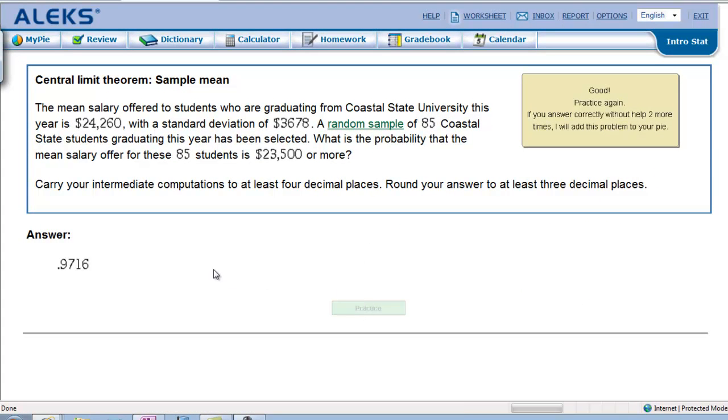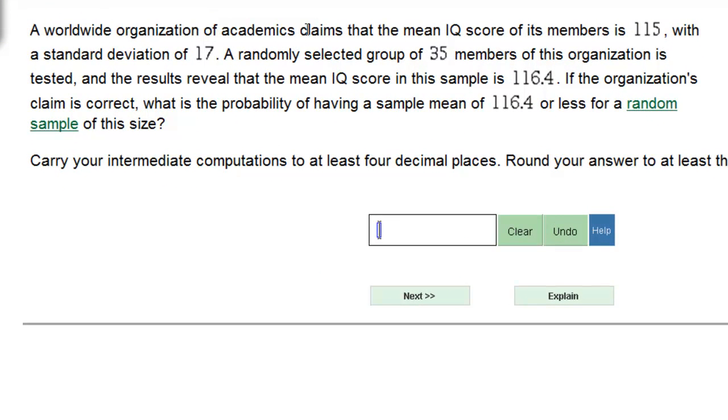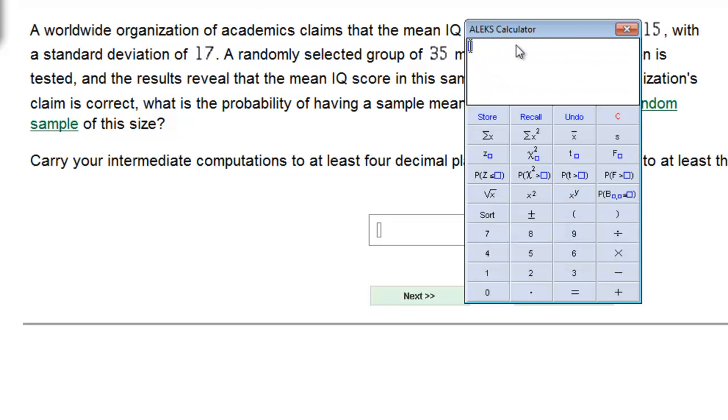We'll do another one. A worldwide organization of academics claims that the mean IQ score of its members is 115. Ooh, so smart.